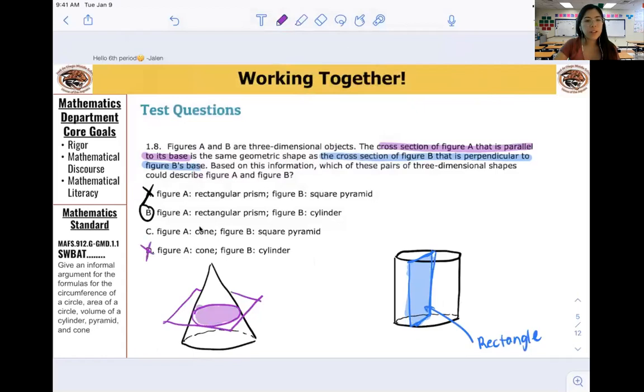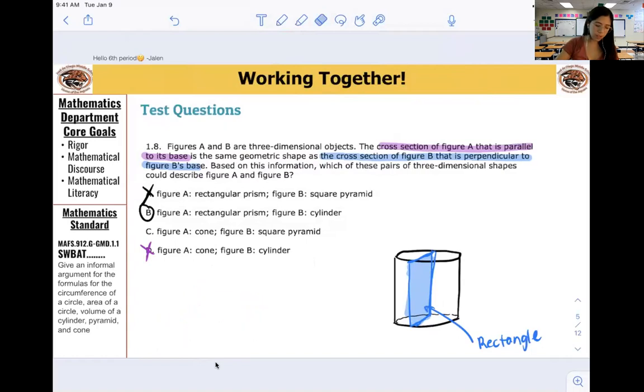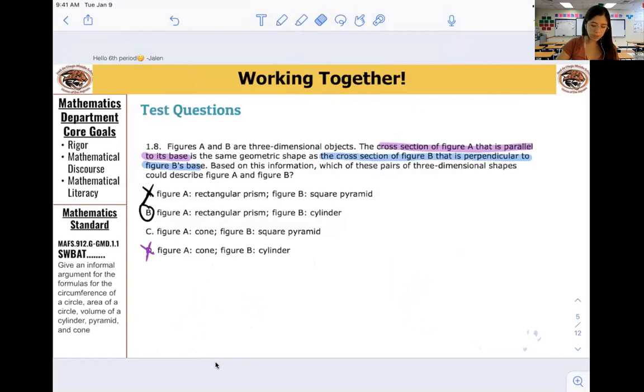And then finally, cone and square pyramid, that's definitely not going to match either, because like we said, a square pyramid gives you a triangle, and this cone would give you a circle. So this one, you really had to visualize things as best you could, draw it out, and read everything carefully. This problem had a lot of tricky parts to it. So take a look at it, see if you have any questions for me on this one.